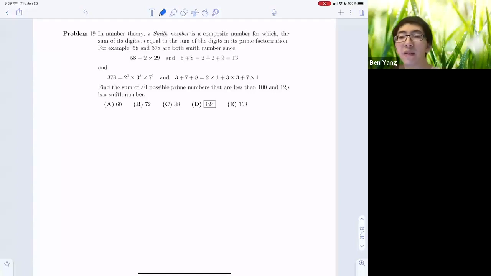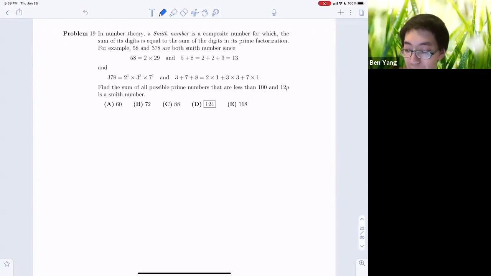Okay, problem 19. This question is about the Smith number in number theory. A number is called a Smith number if it's a composite number for which the sum of the digits is equal to the sum of the digits in its prime factorization. We want to find the sum of all possible prime numbers such that, first of all, it's less than 100, and second, 12 times that prime number should be a Smith number.